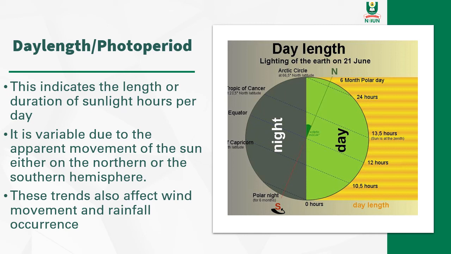This variable is important, and it builds on the movement of the sun either on the northern or the southern hemisphere. You can see over here in the picture, this is the sun. So it depends on where it turns to. The earth turns to the direction of the sun. And these trends also affect wind movement and rainfall occurrence.